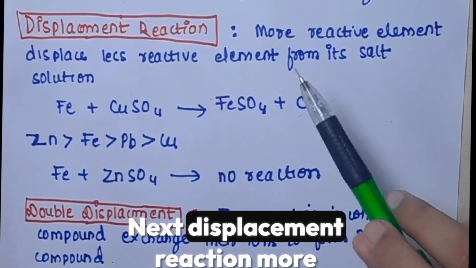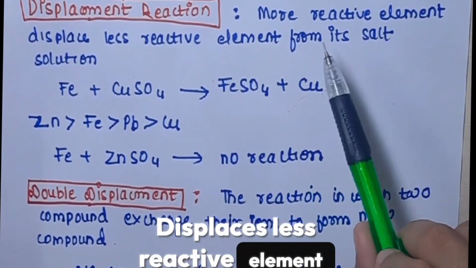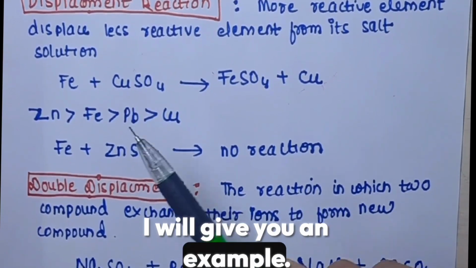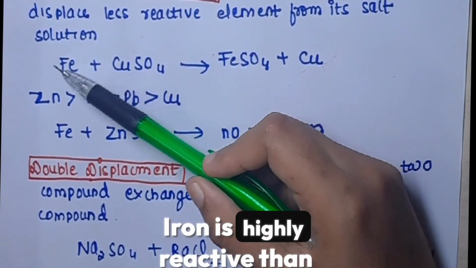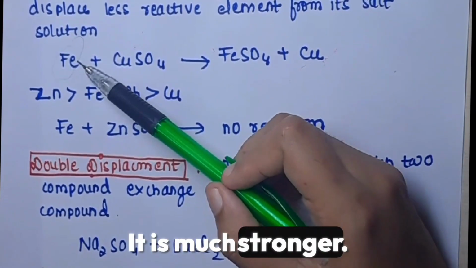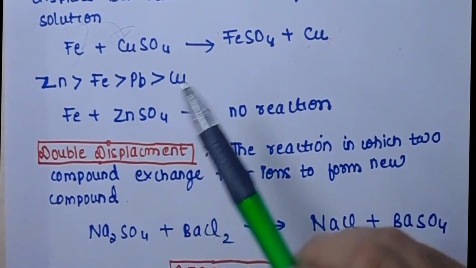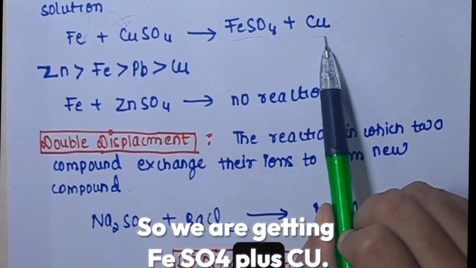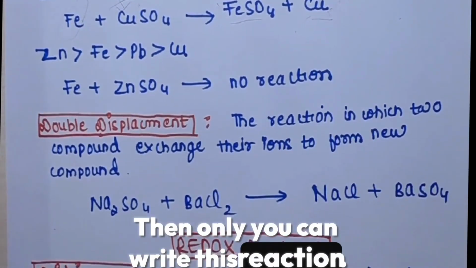Next, displacement reaction. A more reactive element displaces a less reactive element from its salt. I will give you an example. See, we have iron plus copper sulfate. Iron is more reactive than copper. It is much stronger. So what it will do? It will replace copper and sit in its position. So we are getting FeSO4 plus Cu. So you should know the order of reactivity. Then only you can write this reaction.